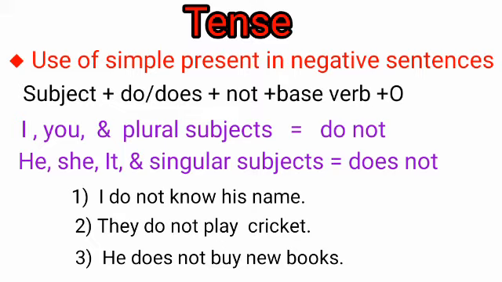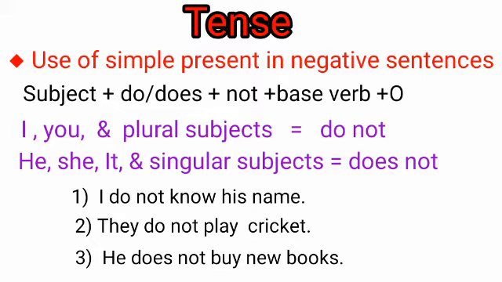In the second example, the subject is they, which is a plural subject. They means more than two people. That's why again we use do not. You can see in the structure and the rules above. And after do not, we use play as the base form of the verb, and then cricket is the object in the sentence. Now see example number 3. In the third example, I use he as a subject, and he is a singular subject. So with a singular subject, I use does not, and after does not, I use buy, which is the base form of the verb, meaning to purchase something, and then new books is the object of the sentence.